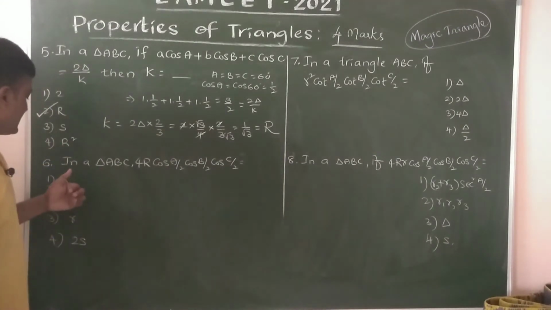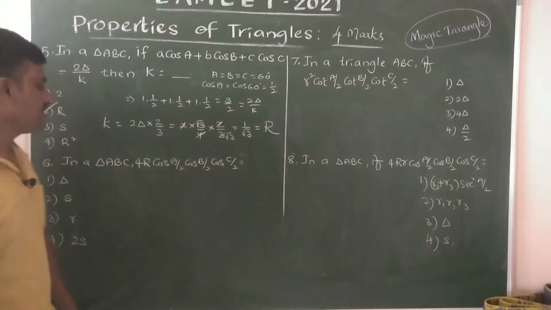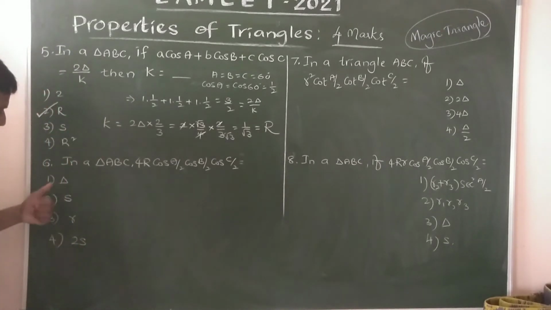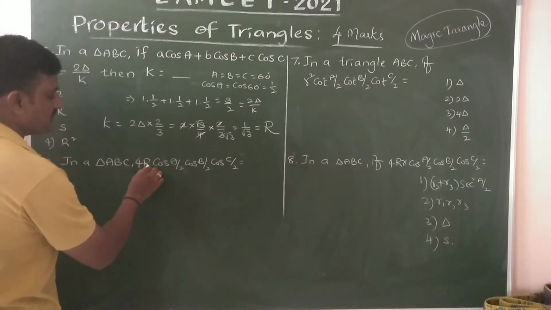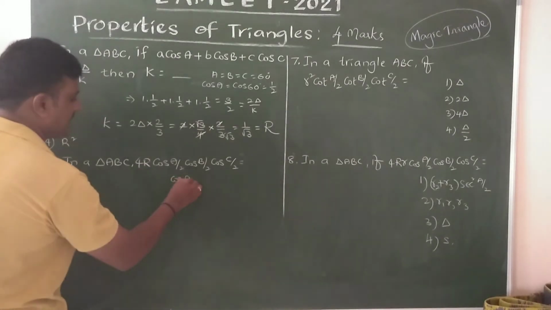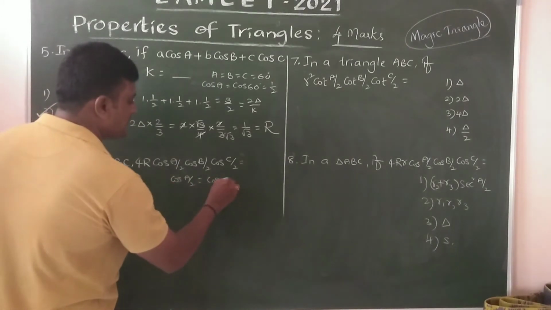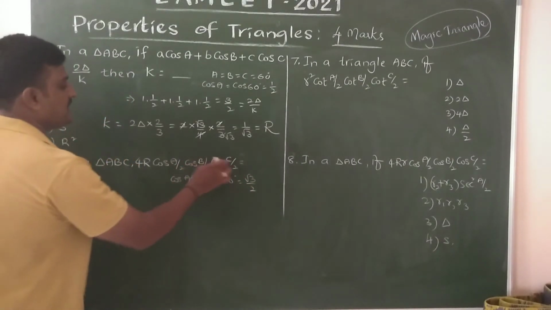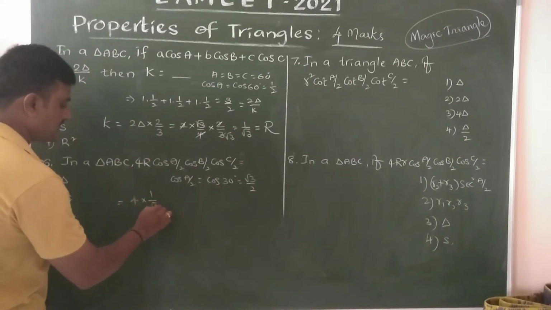Next one. In a triangle ABC, 4 cos A by 2, cos B by 2, cos C by 2. Here also we apply the same method, the magic triangle. Now options are delta, S, small r, 2S. Then here we know r equals 1 by 2 root 3. First of all, if A equals 60, then A by 2 equals 30, and cos 30 equals root 3 by 2. Yes or no? Similarly, the remaining are also the same.